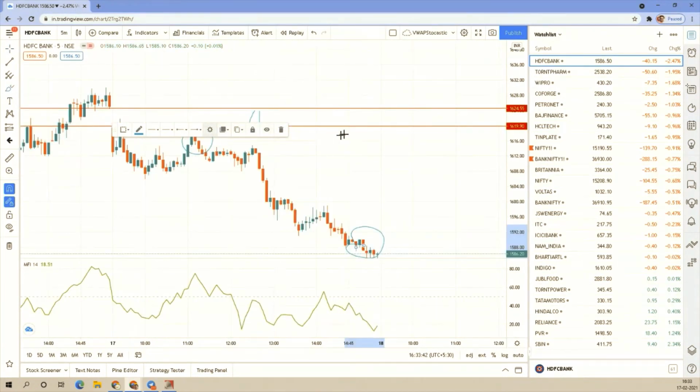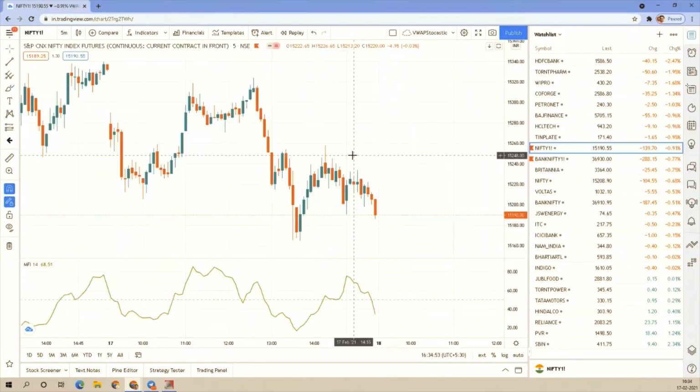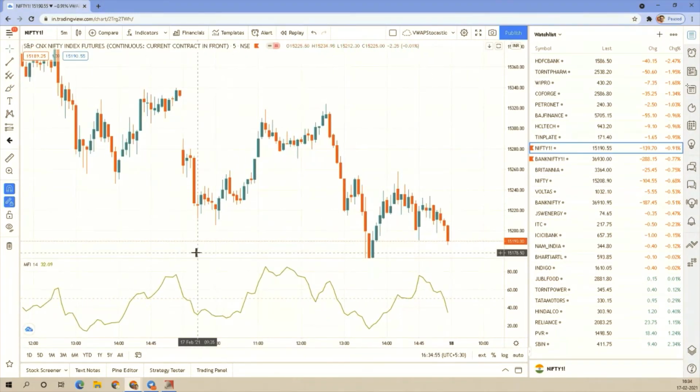So like that, if you could have waited, you could have exited somewhere here. That's like 1619 to 1588, almost 20, 25 points of profit. So it works on any instrument. Even on Nifty also, it works. Just cross check.